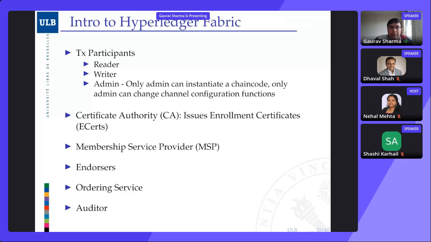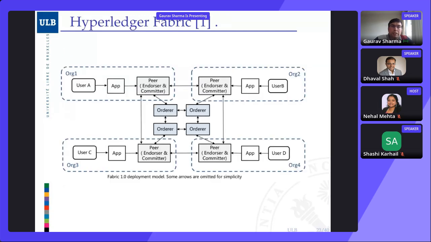They are going to validate your transactions. Then there must be someone who is collecting these transactions and putting them in a block. So there are ordering services for that. And finally, we have an auditor who can audit the transactions. So this is the architecture of Hyperledger Fabric. We have endorsers, we have orderers, and the user. It can be a reader, writer, or administrator.